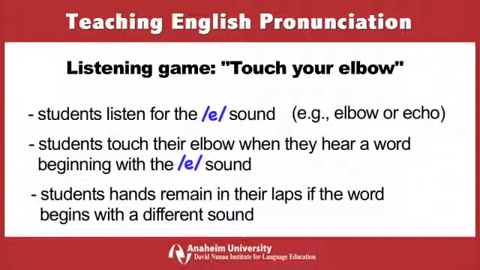So let's look at an example. Let's say the teacher read out the following words. Ant, well, that doesn't begin with e, so the student would have their hands in their laps. Egg, that begins with the sound e, so they touch their elbow. Dog, their hands would be in their laps.